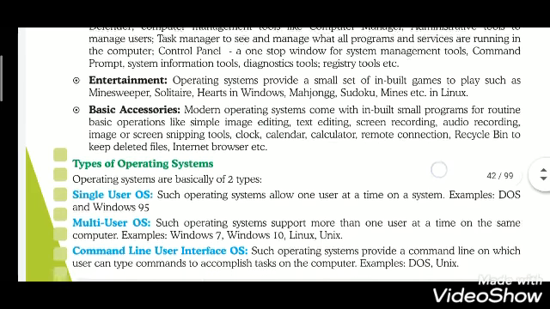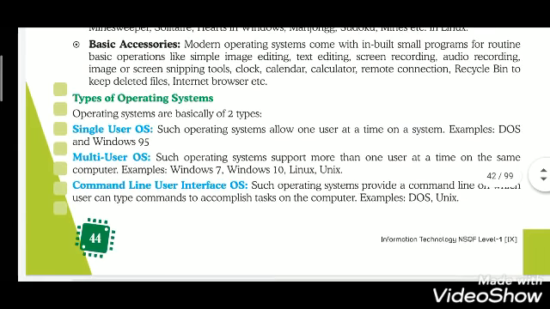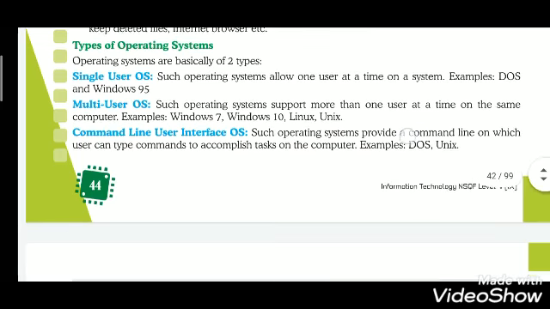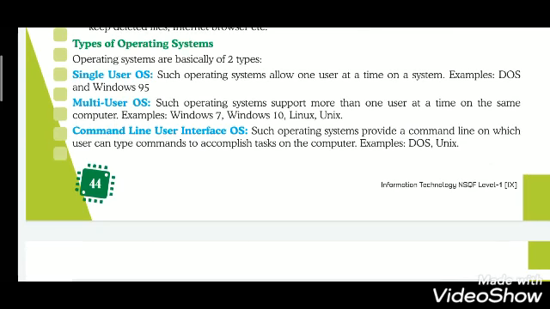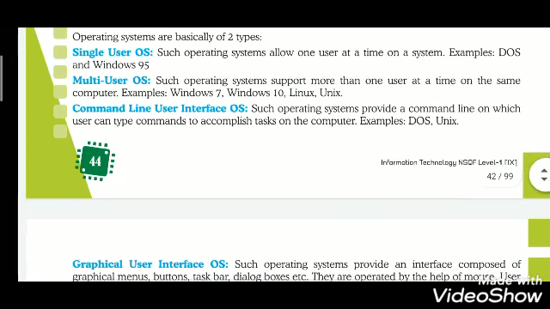The next topic is types of operating system. Mainly there are two types of operating system: single user operating system and multi-user operating system. Single user operating system allows one user at a time on a system, for example DOS and Windows 95. Multi-user operating system, according to its name, supports more than one user at a time on the same computer, for example Windows 7, Windows 10, Linux, Unix, etc.